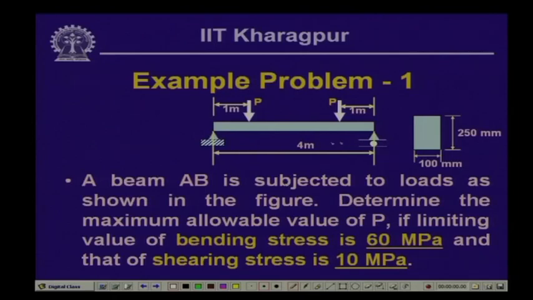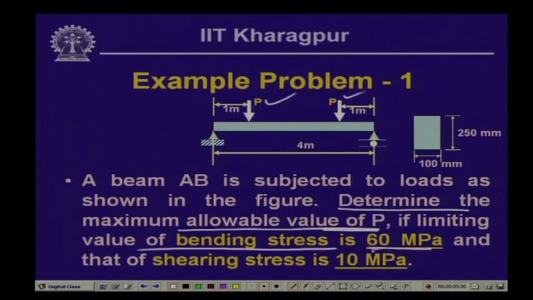Now, the beam is subjected to loads P as shown over here. It is a 2-point loading and the loads are placed equidistant from the two supports at a distance of 1 meter. Now, you will have to determine the maximum allowable value of P if the limiting value of bending stress is 60 MPa and the limiting value of shearing stress is 10 MPa. The cross section of the beam is rectangular.